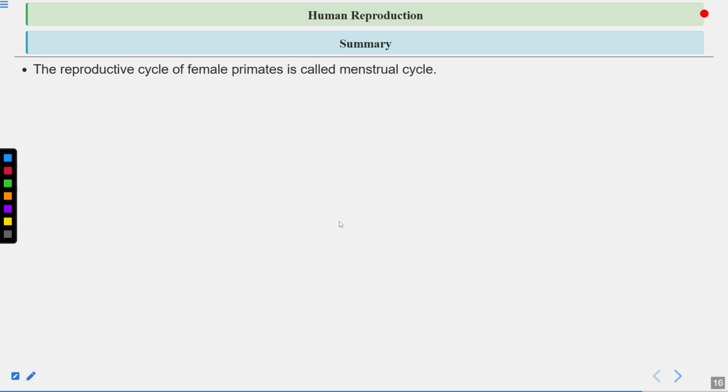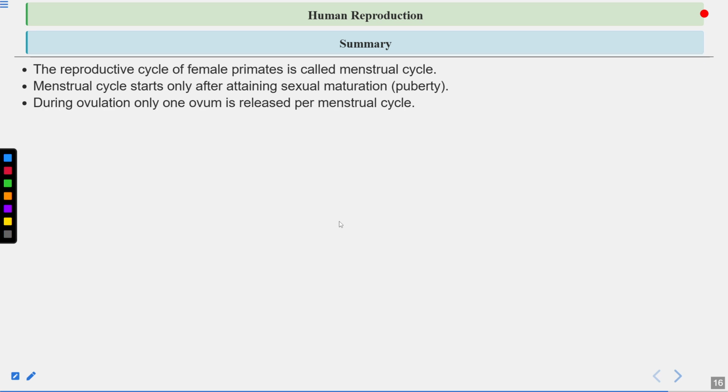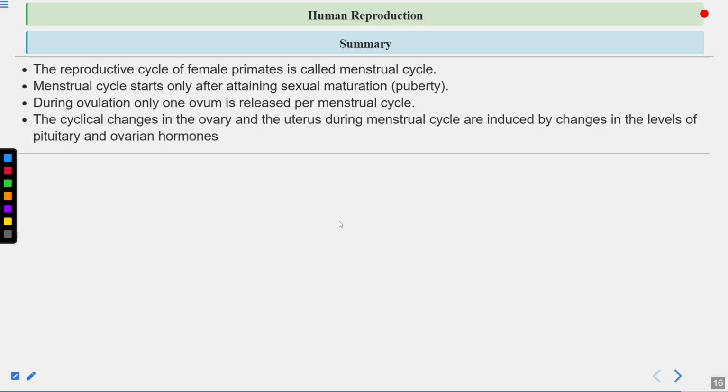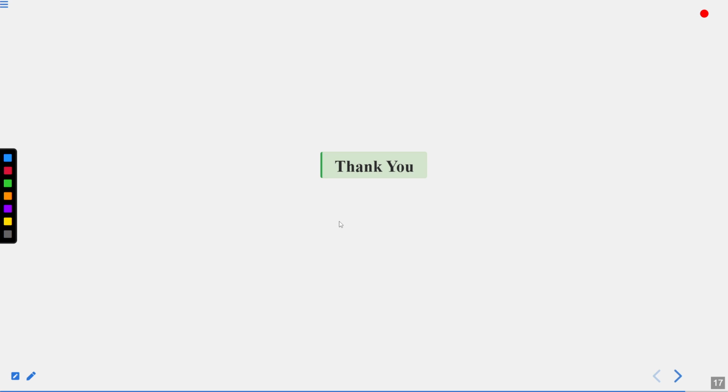So the reproductive cycle in female primates is known as the menstrual cycle. We have already discussed this. The menstrual cycle starts when the female attains sexual maturation, meaning puberty. One egg is released per menstrual cycle. The cyclic changes in the ovary and the uterus during the menstrual cycle are induced by changes in the levels of pituitary and ovarian hormones. So this was the end of this session. We have discussed the theory. Now we'll discuss the DPP related to this topic, the menstrual cycle.